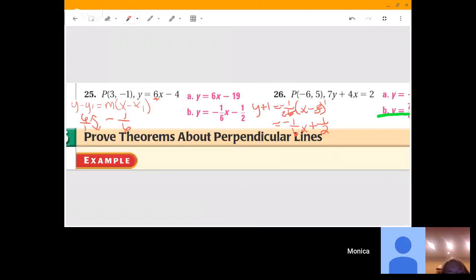Equals y plus 1. Now we need to move that 1 over by subtracting 1. So we're going to have y equals negative 1/6 x, and then positive 1/2 minus 1 equals negative 1/2. Okay. Does that make sense, Madison? Okay, good.